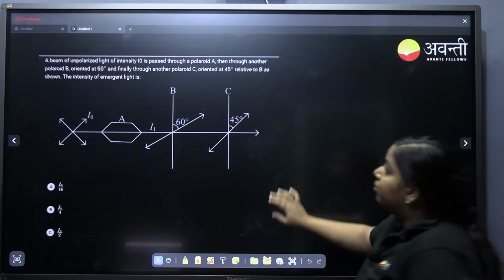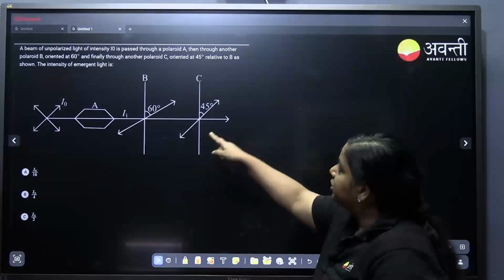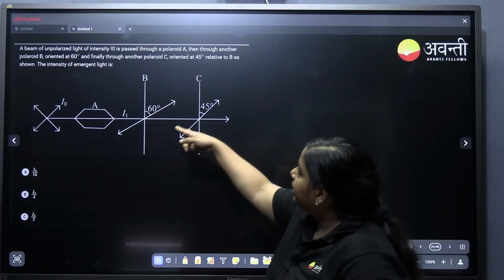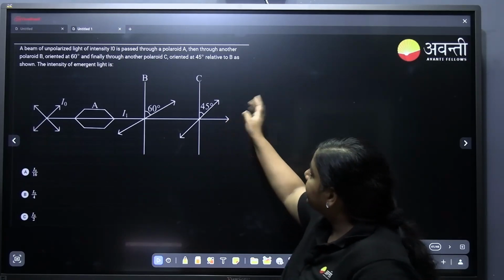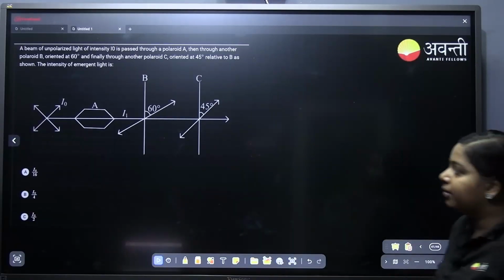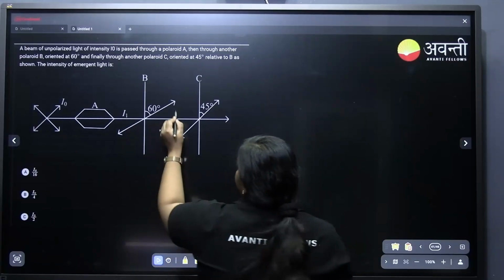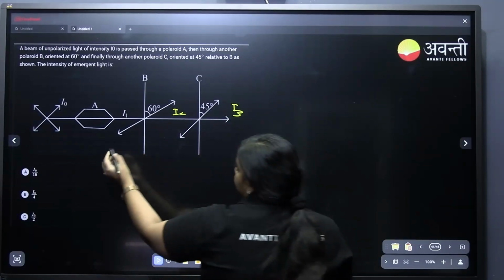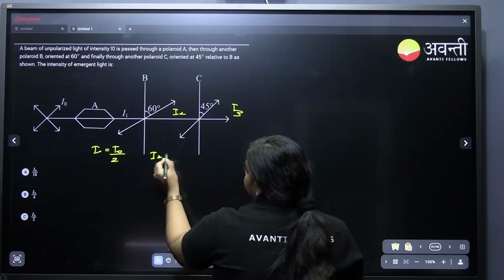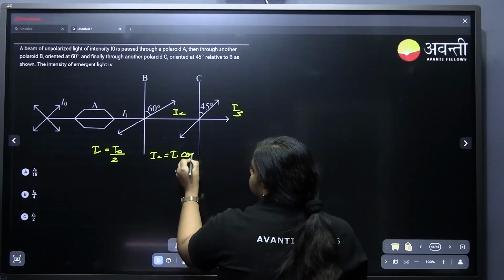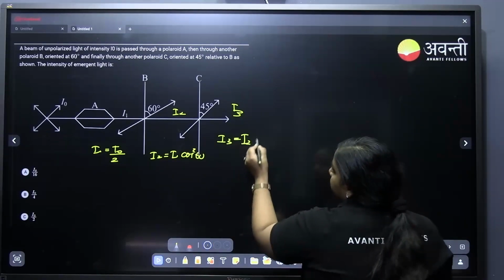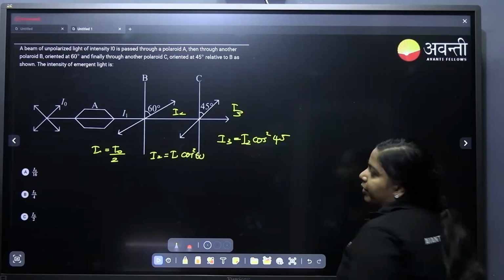Next one: a beam of unpolarized light of intensity I0 is passed through Polaroid A, then through another Polaroid B oriented at 60 degrees, and finally through Polaroid C at 45 degrees relative to B. The intensity of the emergent light is? Okay, so I1 here, I2 here, I3 here. I1 equals I0 by 2. I2 equals I1 cos square 60. I3 equals I2 cos square 45.